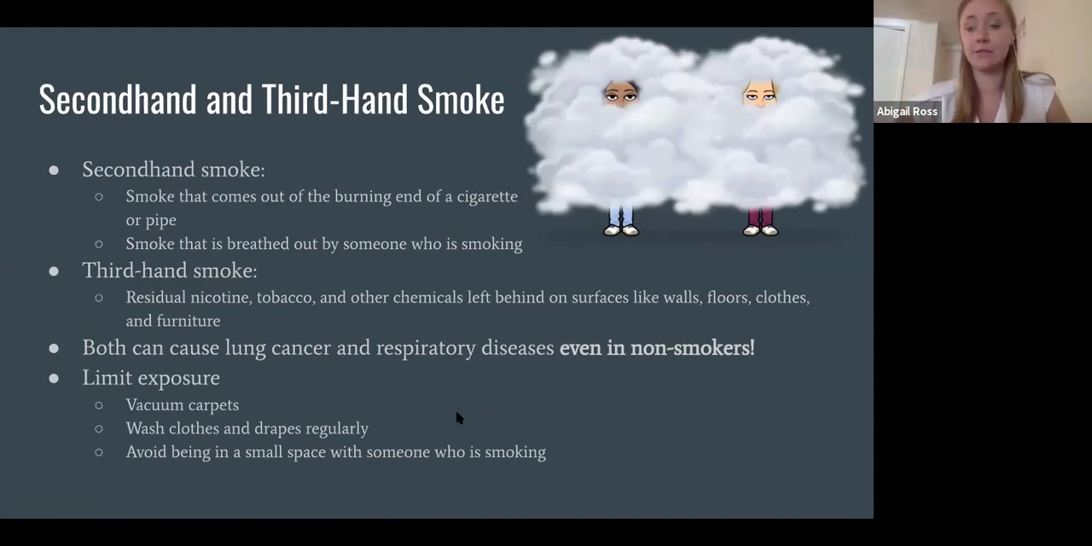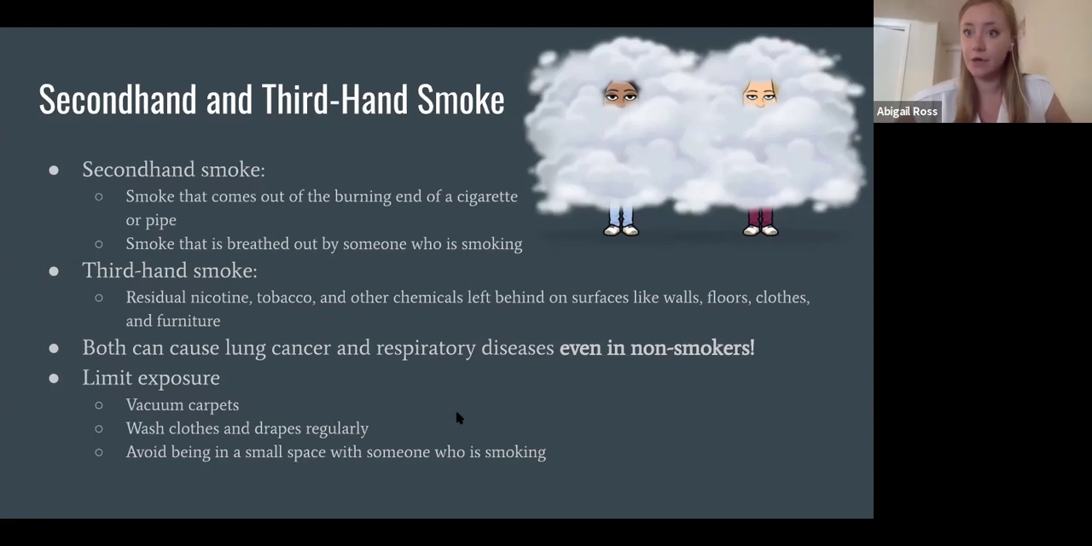So this contains a lot of chemicals. It's got that nicotine, that tobacco, and all those other harmful chemicals that are in the cigarette or the cigar. And if a person who is not smoking breathes those in, they are also at risk for being affected by those chemicals. And so even if you don't smoke, secondhand smoke is actually a pretty significant risk factor for lung disease. Now, third-hand smoke is the residual chemicals that are left behind on physical surfaces, not in the air, but like walls and clothes and furniture.